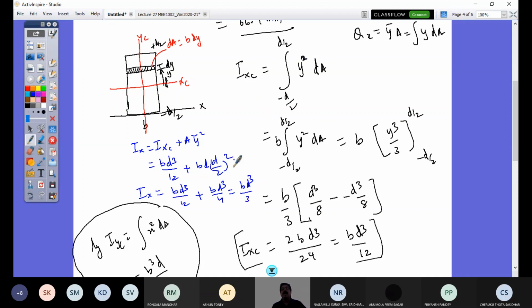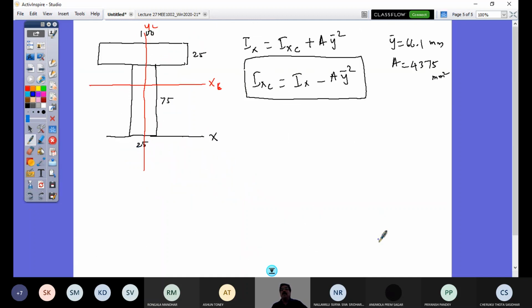I can also get this through integration, or I use here the parallel axis theorem, because I have derived about the XC axis this formula BD cube by 12, and that plus area into this distance D by 2 square. If I put that, I should get it. So this is my formula that I know. So now continue working on this T section.